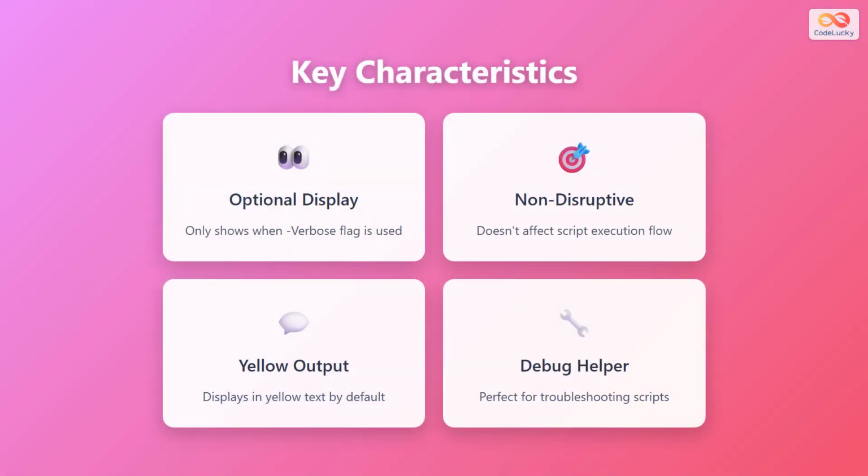Write-Verbose has 4 key characteristics that make it incredibly useful. First, it offers optional display, meaning messages only show when you use the -verbose flag. Second, it's non-disruptive and doesn't affect your script's execution flow. Third, it displays output in yellow text by default, making it easy to distinguish from regular output. And fourth, it's a perfect debug helper for troubleshooting scripts when things don't work as expected.